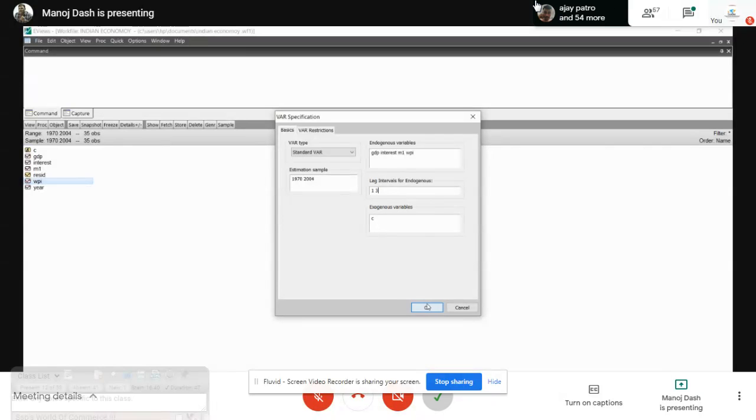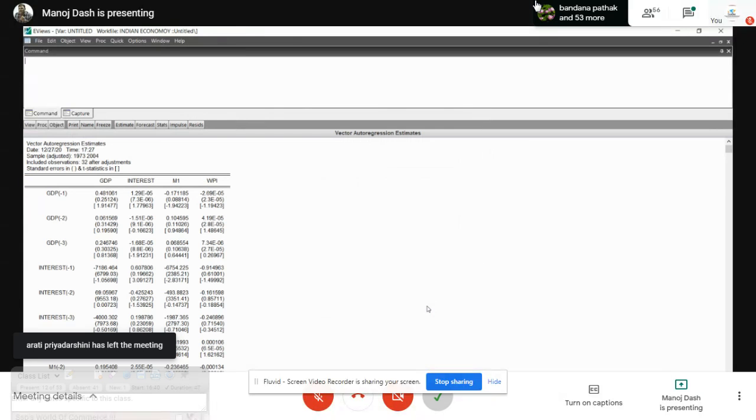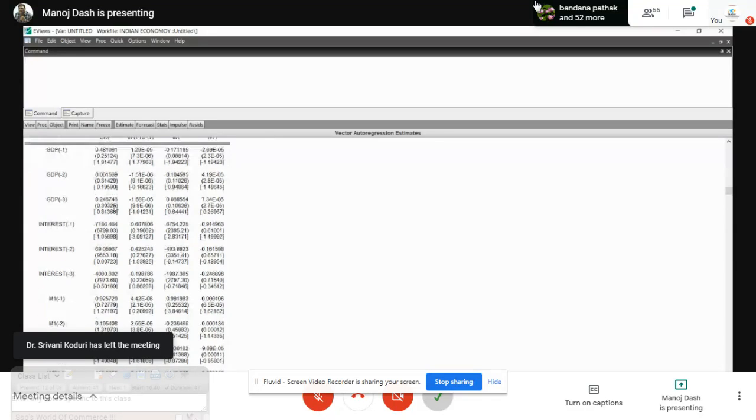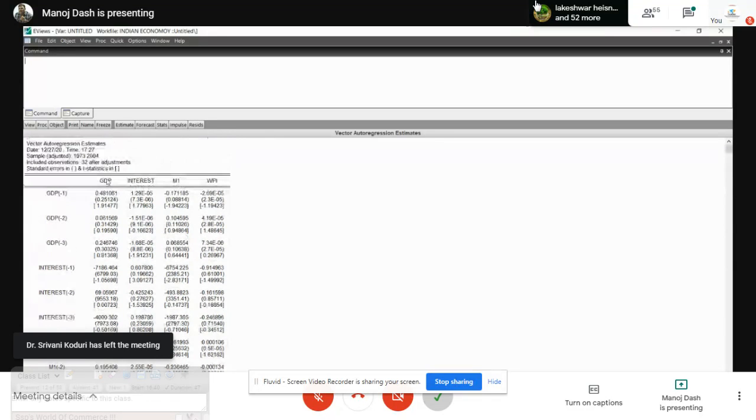Now, click OK. You got this. Any doubt? Can you interpret now this result? Yes, sir. Please explain it. Now GDP is the dependent variable. These are independent variables. Clear? Yes, sir. This bracket value is called standard error, and the parenthesis is called T value. Now we have to check T value should be greater than 2.